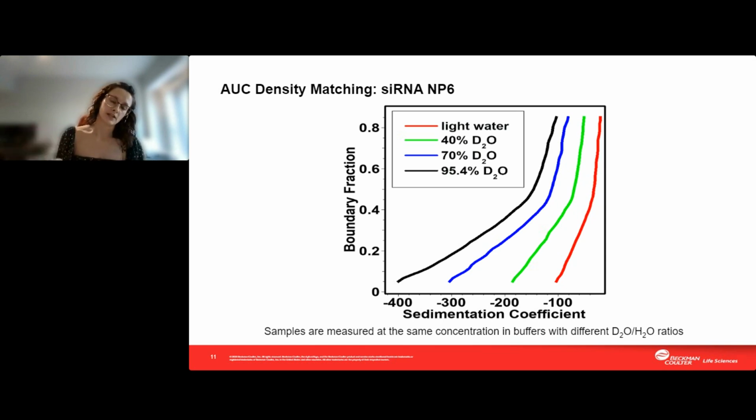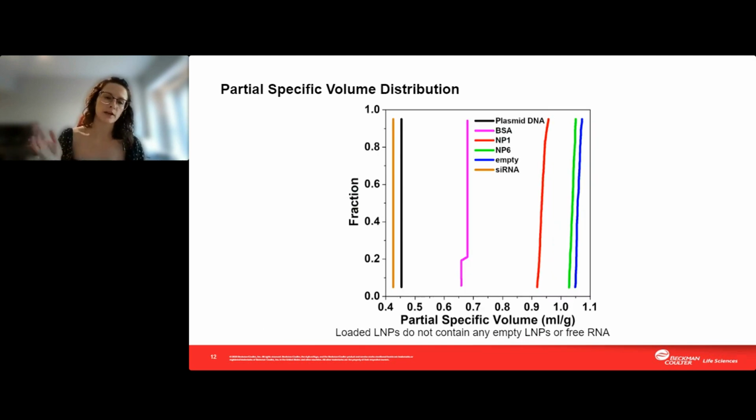After you do this for each boundary fraction, you can create an integral, or you can create a plot of boundary fraction versus partial specific volume for each sample. So in this plot here, we had a couple controls that we also did to make sure that the method worked properly. On the left-hand side of the plot, there is a brown or orange line, which corresponds to the siRNA that was loaded into the LNPs.